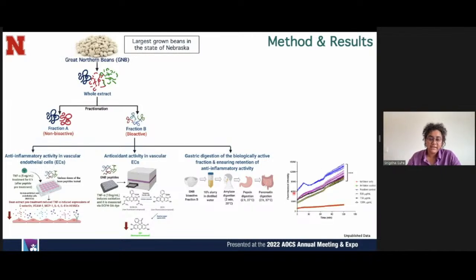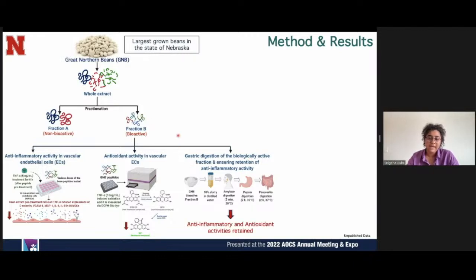Second, we looked at the antioxidant activity in a cellular-based experiment as well. And we saw that the pre-treatment of the beans reduced the production of reactive oxygen species as compared to the positive control. Then the third thing we wanted to check was whether these peptides can actually survive the gastrointestinal digestion, which would be important because if we consume them as a dietary intervention, they need to retain their activity. So we performed the gastric digestion on fraction B. And after that, we checked the activities again, and both anti-inflammatory and antioxidant activities were retained.